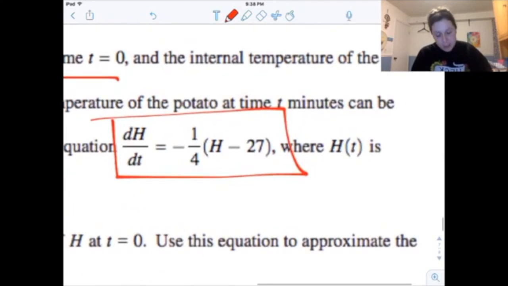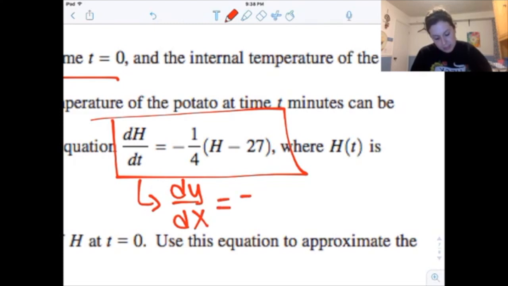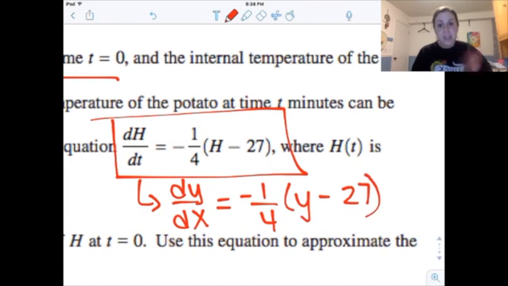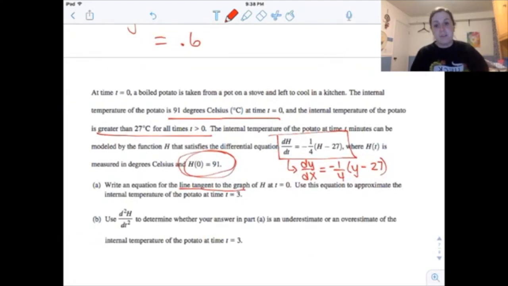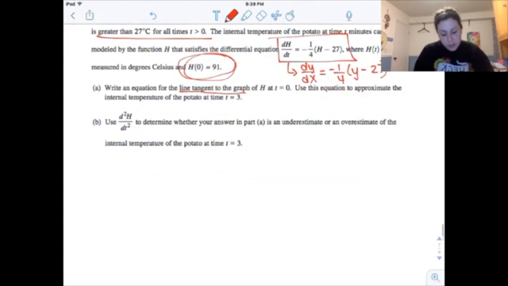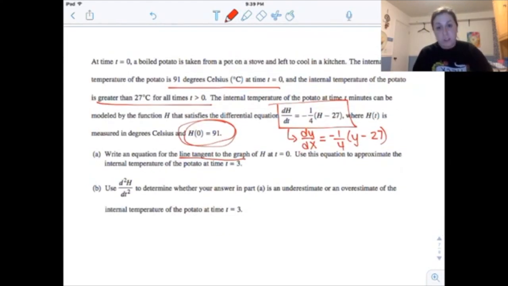And like I talked about in the live stream last night, if this confuses you, then make this dy dx. And so this would be negative 1/4. Think about h as y minus 27. And so that can sometimes help, just thinking about it in terms of variables you're more used to. So the tangent line here, I'm going to plug in. So y minus 91 equals, yeah, this is okay, x minus 0. And my slope there, you're going to plug into that equation. So it wants me to plug in h.